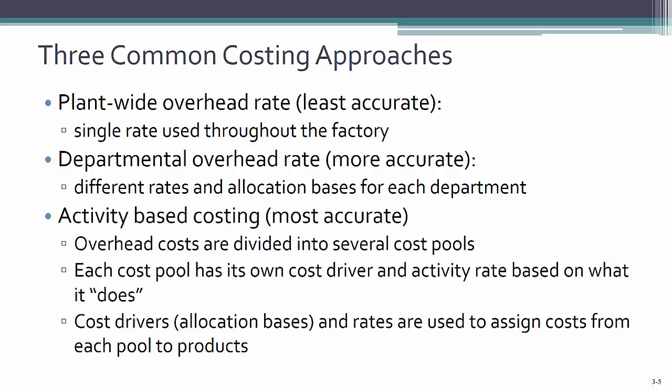Because they more closely align costs and cost drivers than plant-wide rates do, departmental rates are more accurate than plant-wide rates. Now, the most accurate approach is activity-based costing. ABC is a technique that uses numerous allocation bases in an attempt to assign overhead costs more accurately to products than the plant-wide or the departmental approaches discussed so far do.